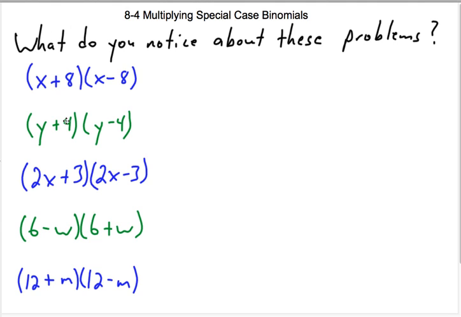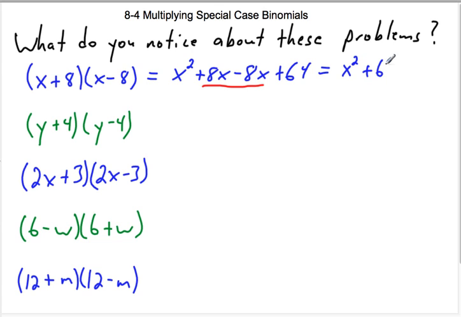Okay, so I'm going to run through how to do these real quick. So you should have gotten x squared plus 8x minus 8x plus 64 on this one. And then once you combine the like terms in the middle, you're going to end up with x squared plus 64. Okay, now the same thing is going to keep happening. So on this one, you should get y squared, and then you're going to get 2 middle terms that cancel out. And then, oops, I messed up.